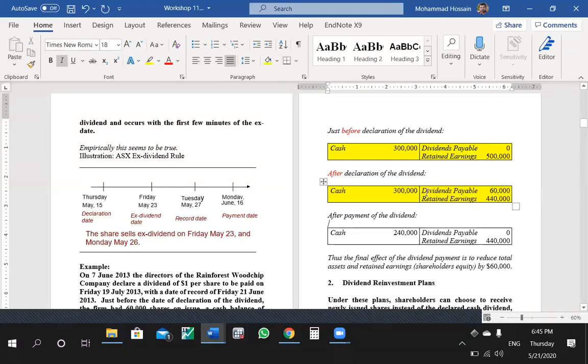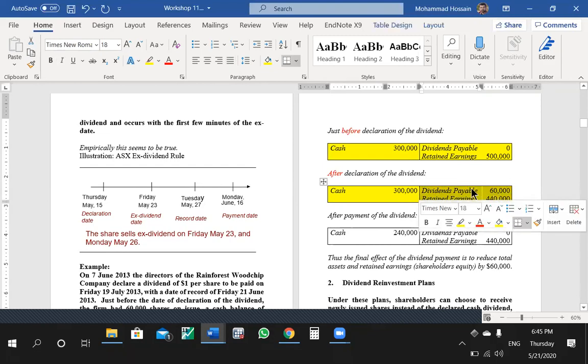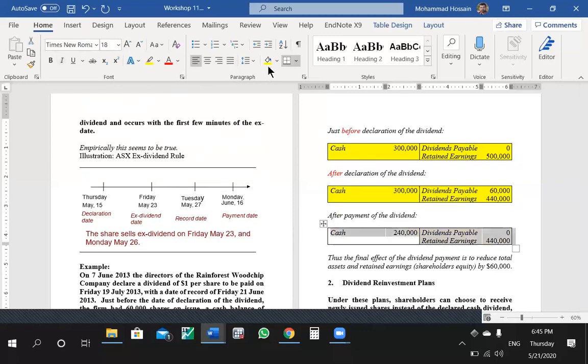Then when they start making the payment, after the dividend payment was made, now they know that they have a dividend liability here. How much? $60,000. This money will be paid from the cash account. So the cash account has been reduced, and the dividend payable account has been paid. So these are your journal entries in here.